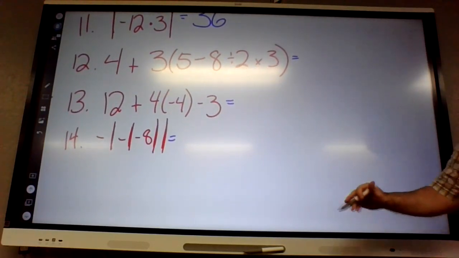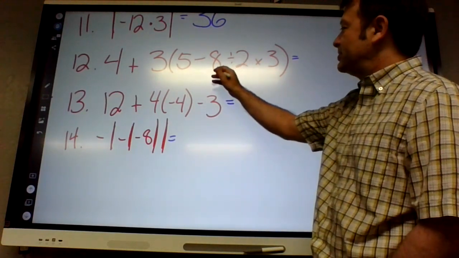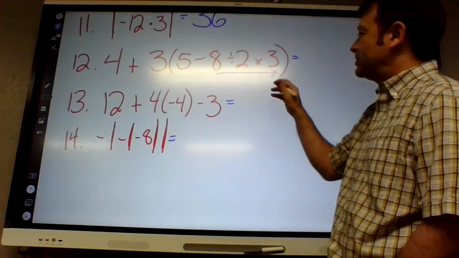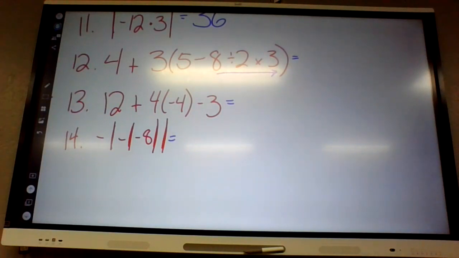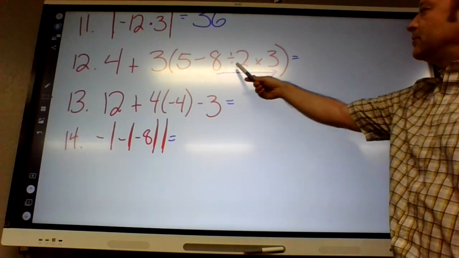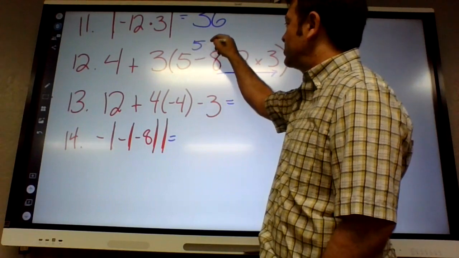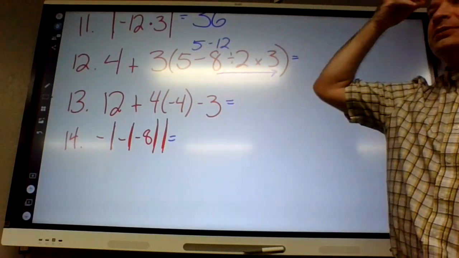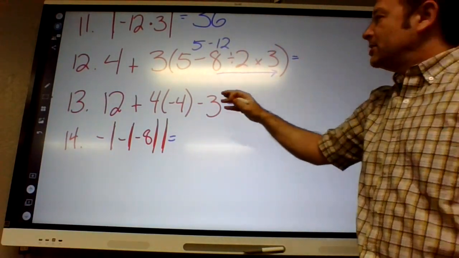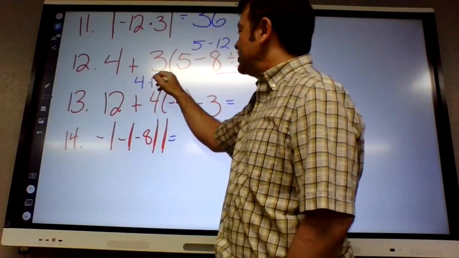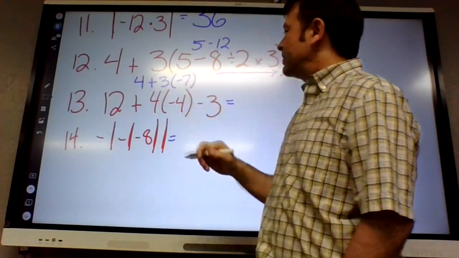Yes, inside the parentheses, and then divide, multiply, or tie. So you just go divide. He said divide, and then multiply. So 8 divided by 2 is 4. 4 times 3 is 12. So we got 5 minus 12 in here, which is -7. So from the parentheses, we've got -7.